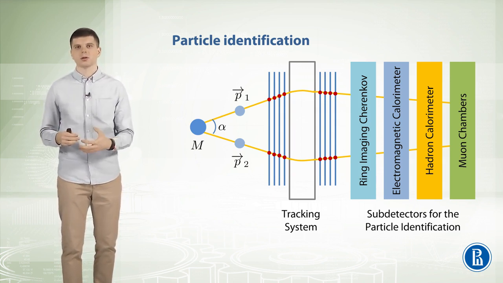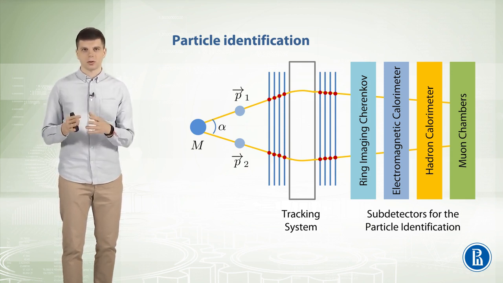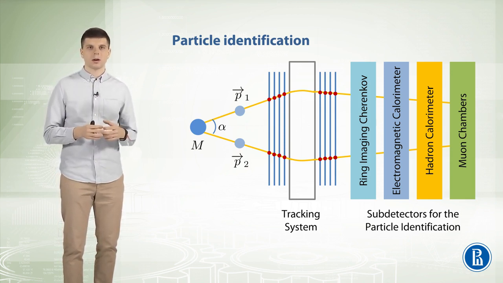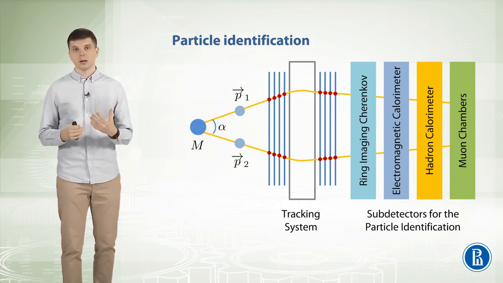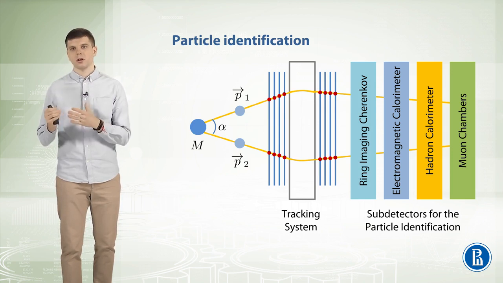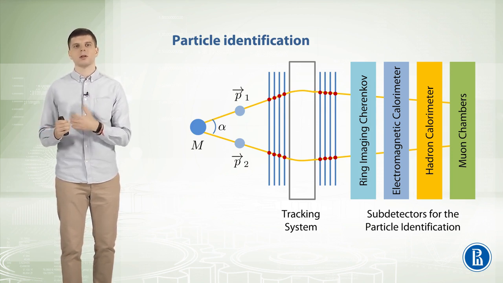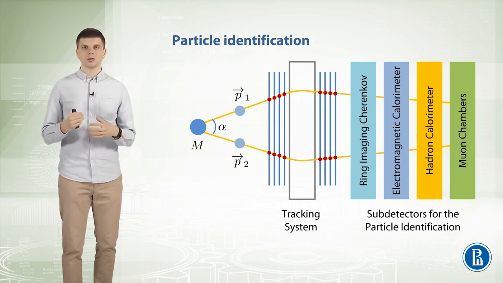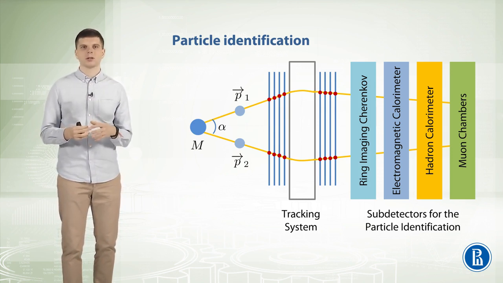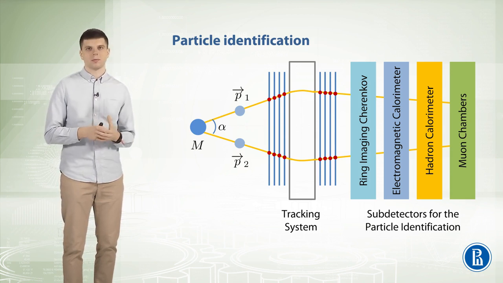Electromagnetic calorimeter stops electrons and photons. All other particles fly further to the hadron calorimeter. Hadron calorimeter stops protons, neutrons and other particles containing quarks. In all high-energy physics experiments, hadron calorimeter stands after the electromagnetic one.